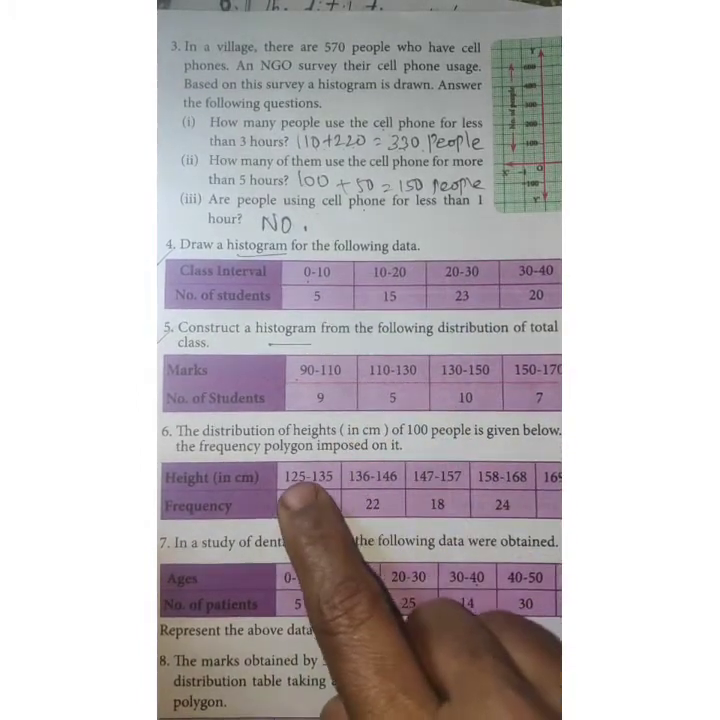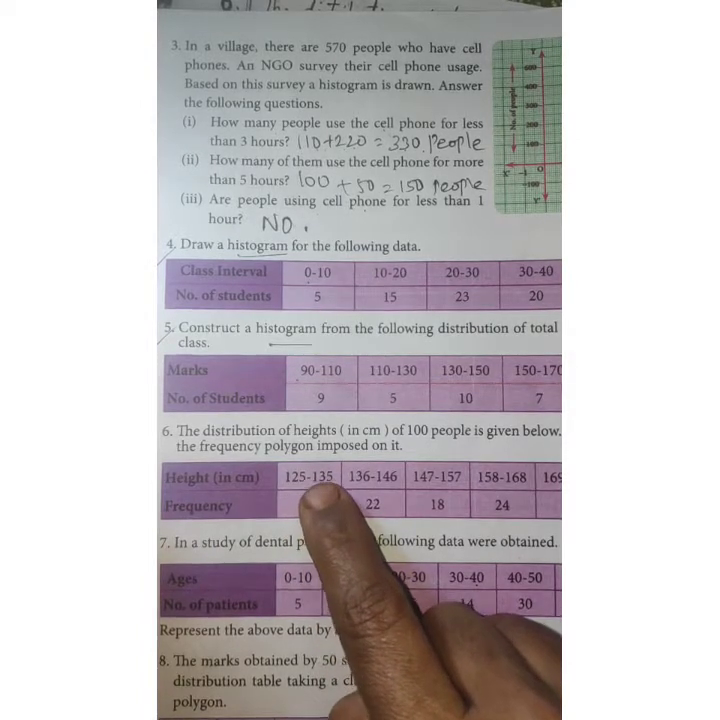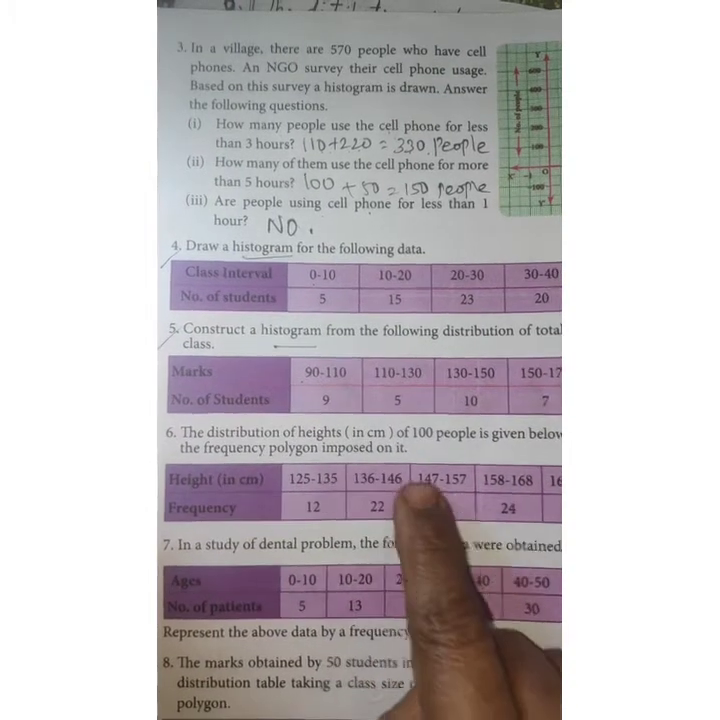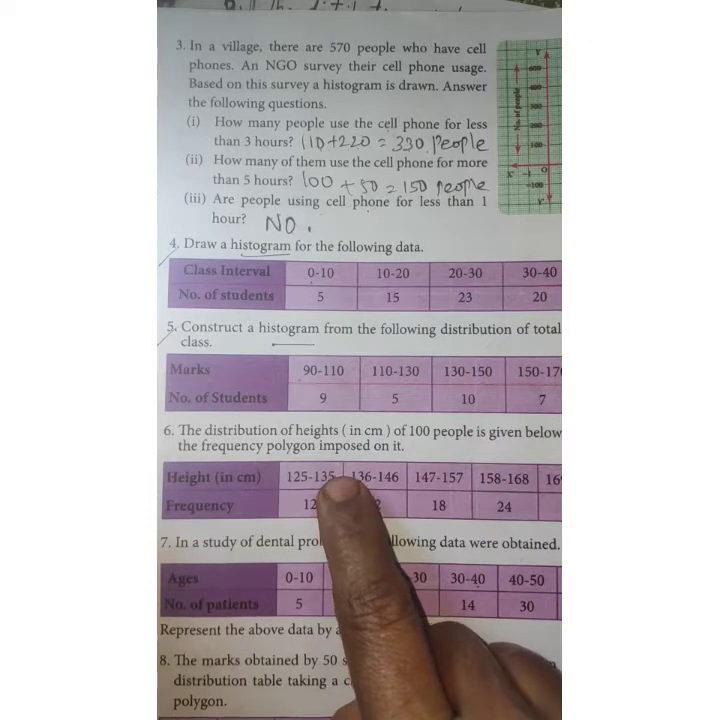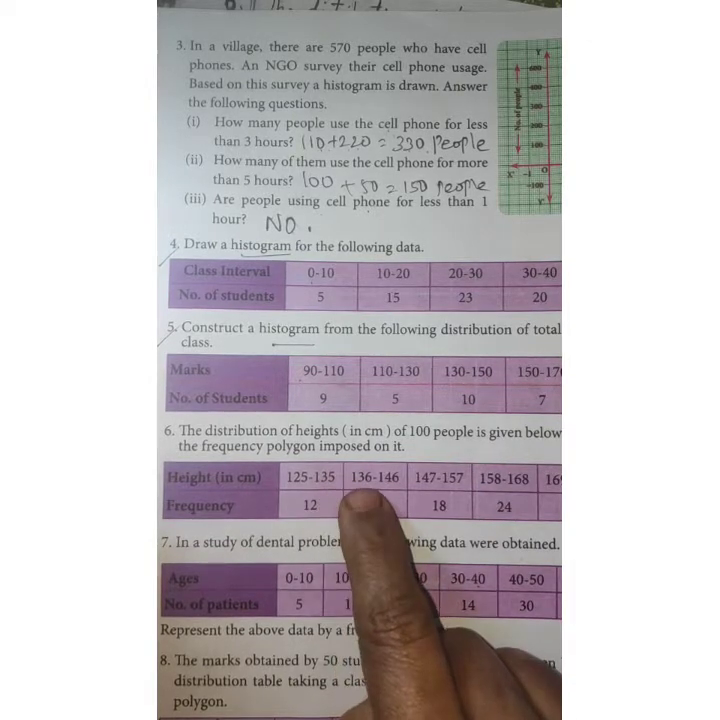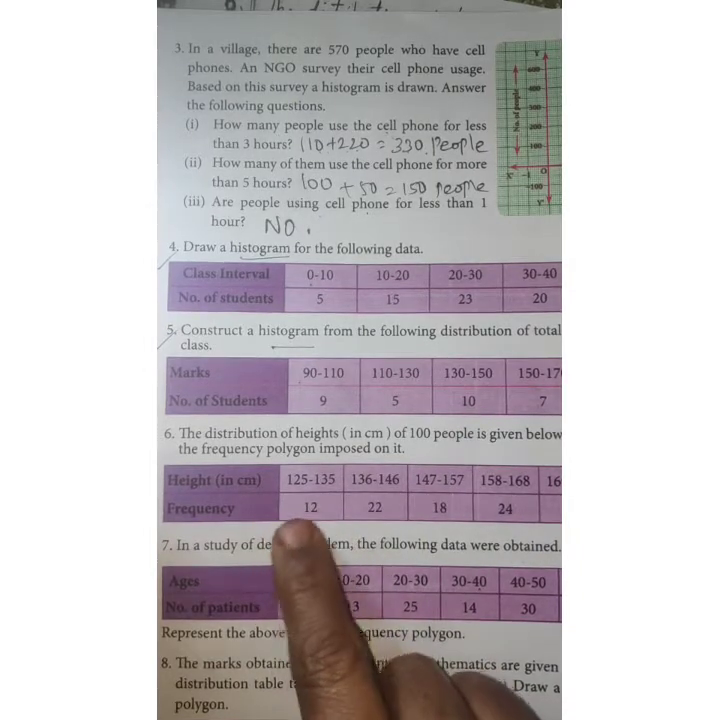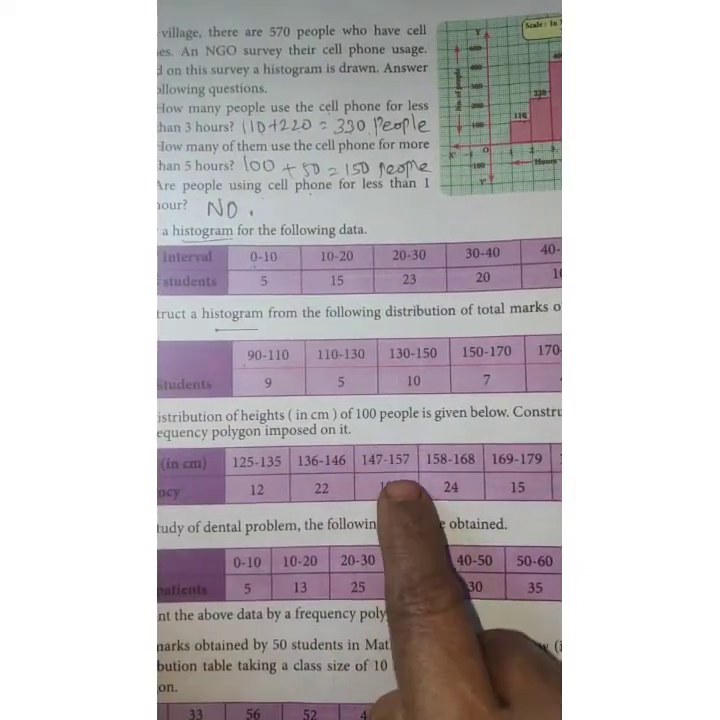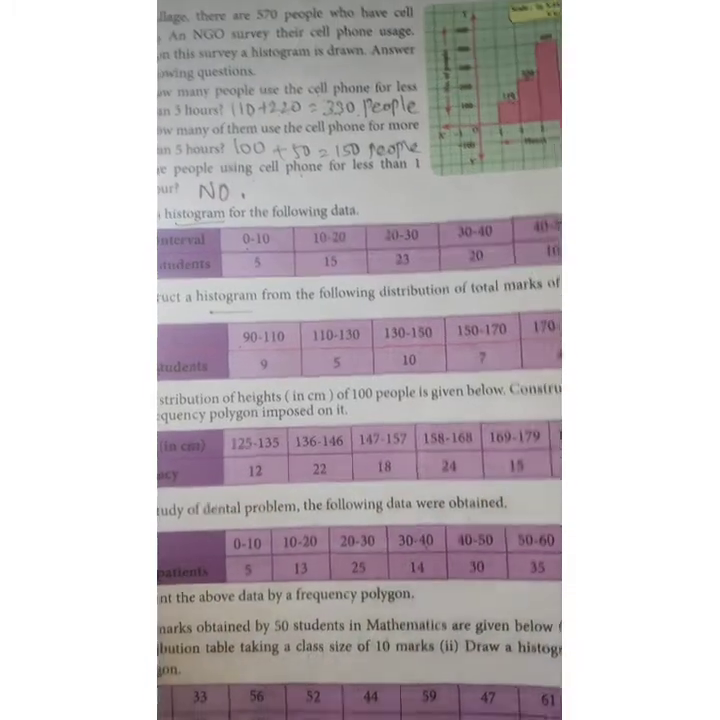This sum is the same kind. See, 125 to 135. The next class does not start at 135, it starts at 136. 146 finishes, then 147. So there is a gap of one number: between 135 and 136 there is a difference of one. The frequencies given are 12, 22, 18, 24, 15, 7, 2. So first you want to prepare another column, a continuous frequency table.